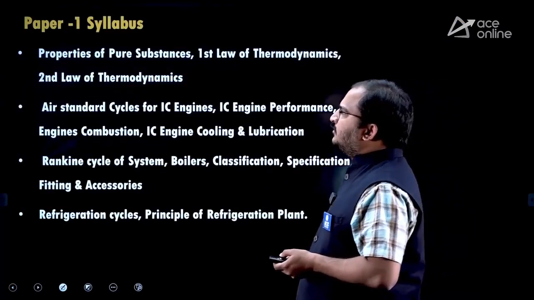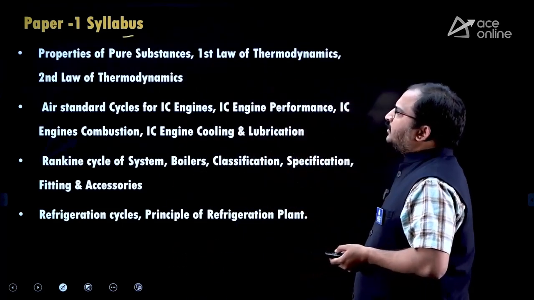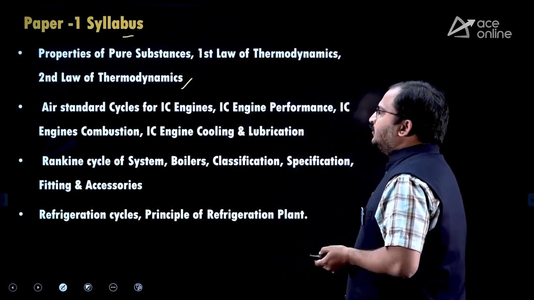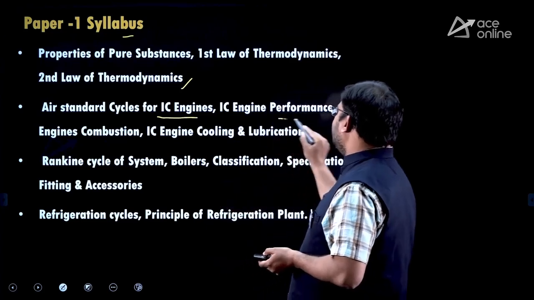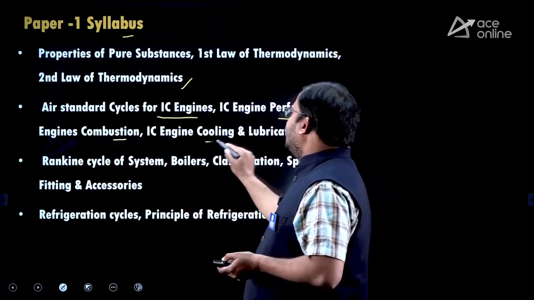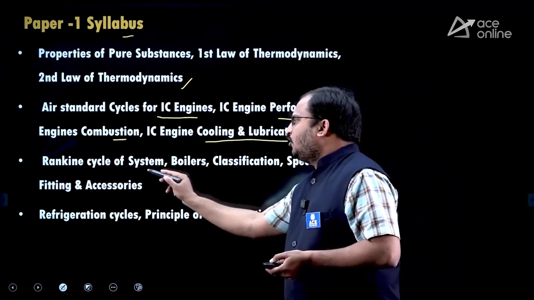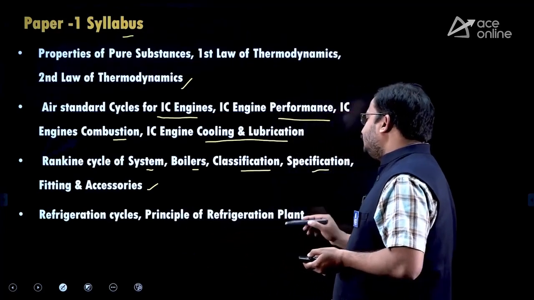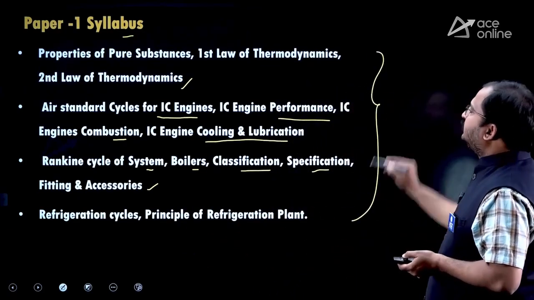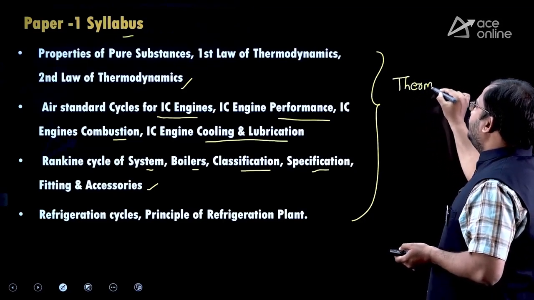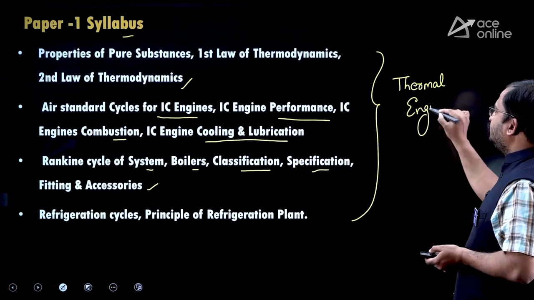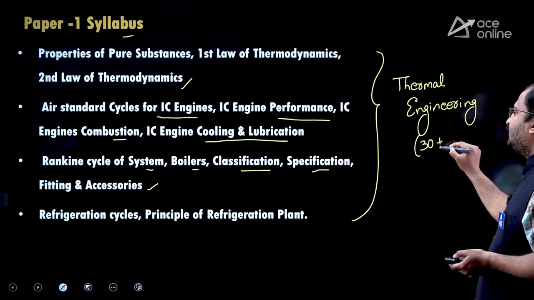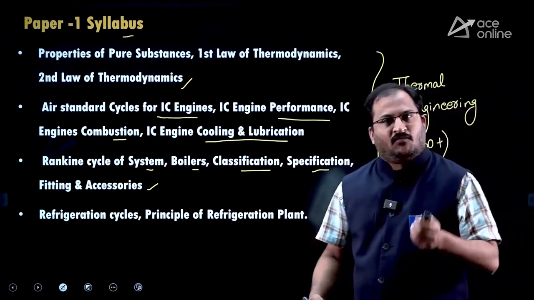Okay, now coming to the syllabus. So this is paper 1 syllabus, dear students. So here coming to the syllabus, properties of pure substances, first law of thermodynamics, second law of thermodynamics is there. Then air standard cycles for IC engines, IC engine performance, IC engines combustion, IC engines cooling and lubrication. Then Rankine cycle of system, boilers, classification, specification, fitting and accessories, refrigeration cycles and principles of refrigeration plant. So this total syllabus is related to thermal engineering. So from this particular part, you can expect 30 plus marks in this particular paper 1, dear students.